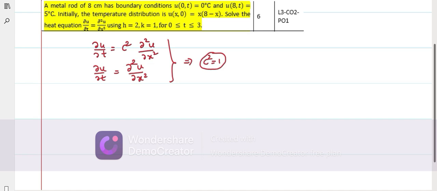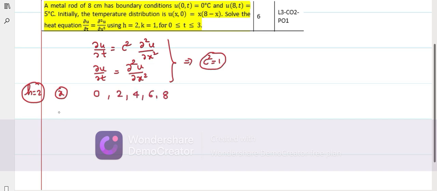Solve the heat equation using h equal to 2 and k equal to 1. Using these values, you have to write the values of x and y. Look at the initial and boundary conditions: x ranges from 0 to 8, it starts with 0, and h equal to 2 is the step size. So the values are 0, 2, 4, 6, 8.